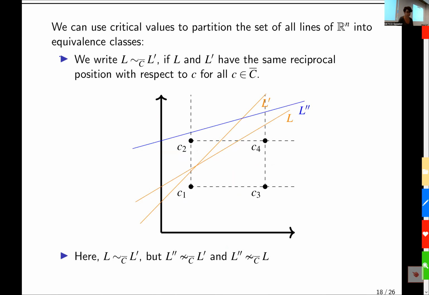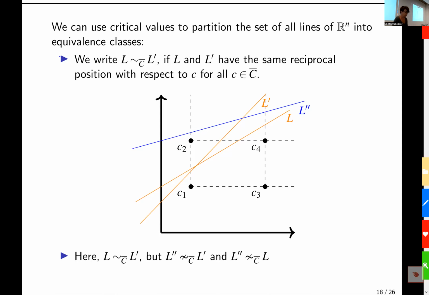Being in the same reciprocal position in the plane means that two lines are equivalent if they leave the same points to the left and the same points to the right. So for example, L and L prime are equivalent because both have C2 to their left and C1, C3, and C4 to the right, but L second is not equivalent to L and L prime because it has C2 to its right.